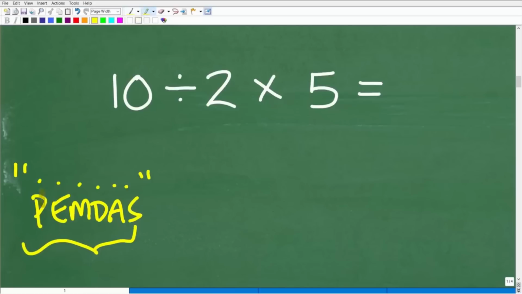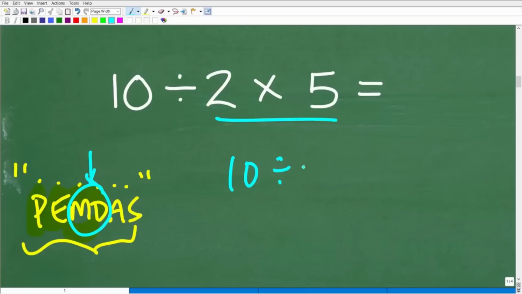So the first thing is you're looking for parentheses. Well, there's clearly no parentheses there, so you move on to the next thing. Are there any powers, exponents? Nope, don't see any of those. So now I'm thinking to myself, multiplication and division. I'm not going strictly to M, because if I did, I would go right here: 10 divided by 2 times 5 is 10. And of course, that's going to give me the wrong answer, which is 1.